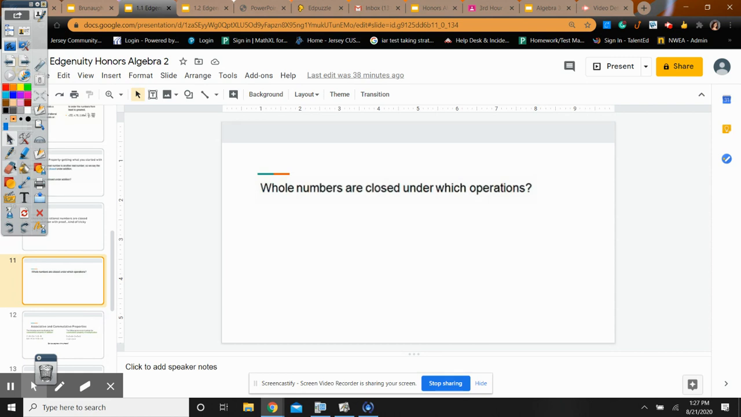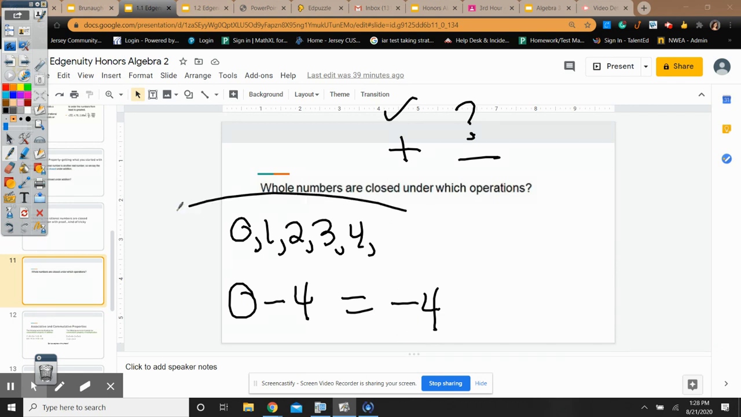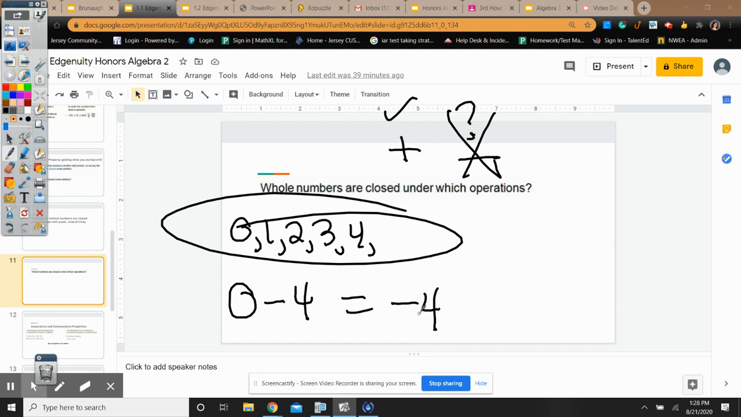Okay, so now let's talk about the whole numbers. What operations are they closed under? Here are my whole numbers. Are they closed under addition? We said yes. When I add any of these numbers, I get one of these numbers. How about subtraction? Well, what is 0 minus 4? That's negative 4. Is negative 4 one of these numbers? The answer is no, so it is not closed under subtraction.